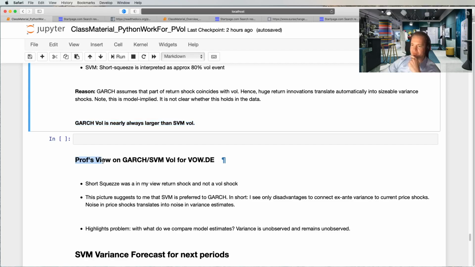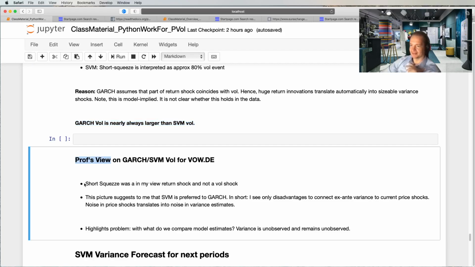Here, the prof's view. Yeah, that's my personal view. As I said, I think the short squeeze was a return shock, not a vol shock. The picture suggests to me that the SVM is preferred to the GARCH. In short, I see only disadvantages to connect the ex-ante variance to a current price shock. Noise in price shocks translates into noise in variance estimates. Think about the data error we found in SRP, which means we had these 20 standard deviation shocks in October.